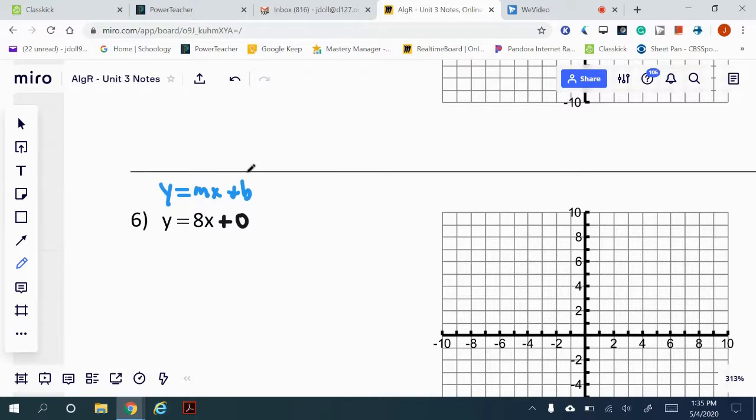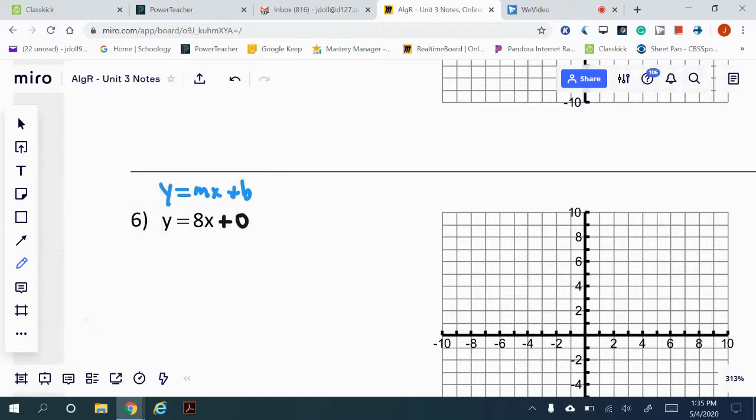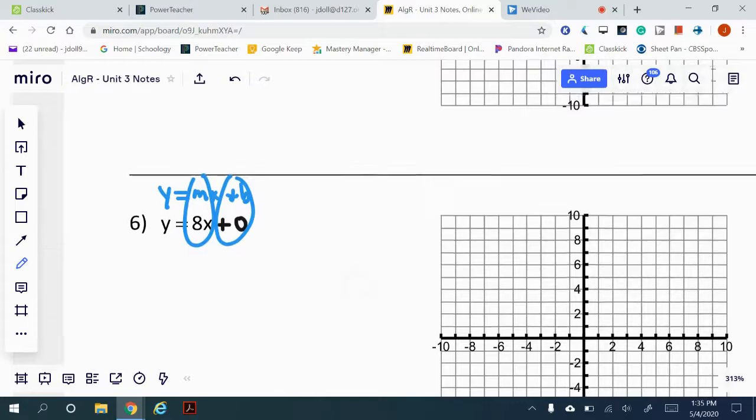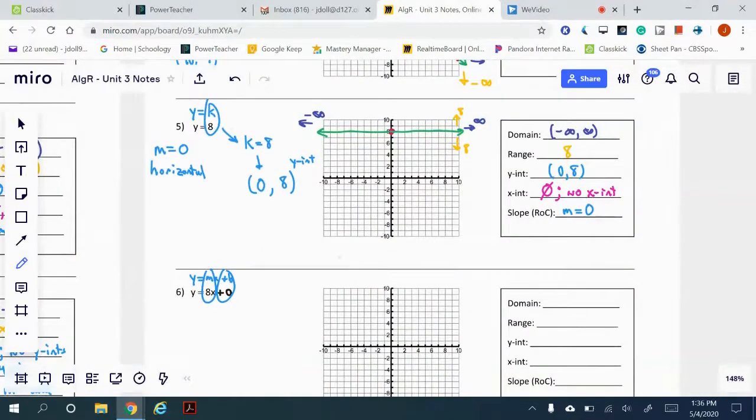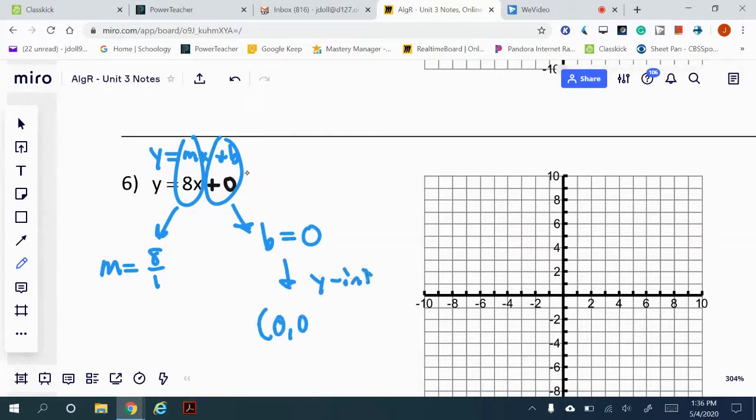So guys, anytime you see a y and an x, but no constant, I would recommend writing in this +0 because that's going to help you avoid making some mistakes when you start working with your graph here. It's very easy to think 5 and 6 are really the same problem when they're actually, you're going to see, very, very different. All right, so we see here that my slope is 8, or we'll think of it as 8/1 for graphing, and b is equal to 0, which gives me a y-intercept of (0, 0).